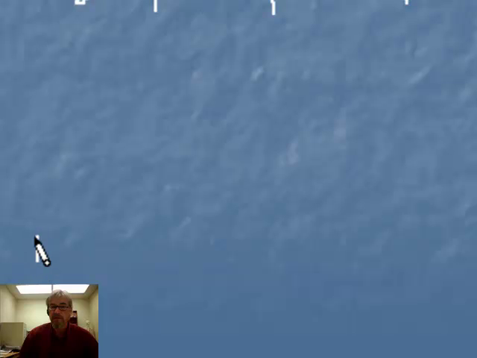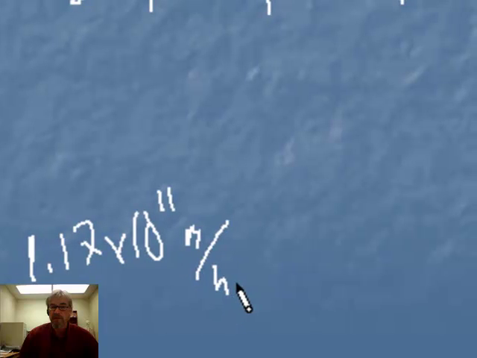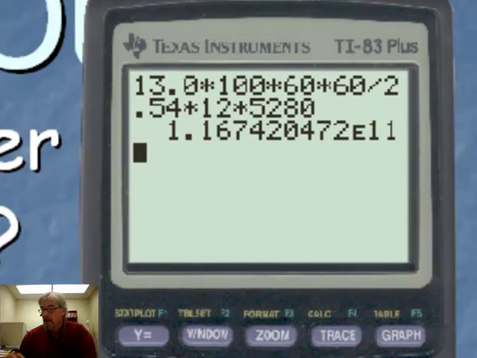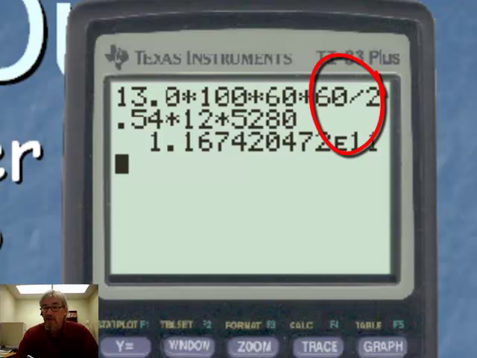1.17 times 10 to the 11th, and that's miles per hour. Now, that answer turns out to be wrong, and here's why. If I look carefully at my calculator screen, I see that what I've really told the calculator to do is to take 13.0 times 100 times 60 and then multiply it by the fraction 60 over 2.54 and then multiply that by 12 times 5,280. And that's because your calculator always does divisions first and multiplication second unless you tell it otherwise.